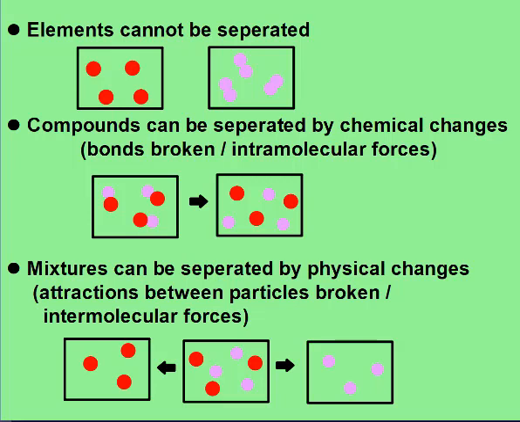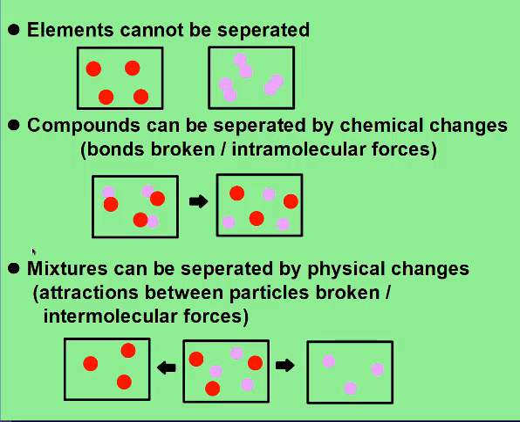Elements cannot be separated. Compounds can be separated by chemical changes. Bonds are broken. Bonds are intramolecular forces. So intra, within, forces are bonds. So this would represent a chemical change. We have the pink and red one. We have a compound, and we can undergo a chemical change to break that up into the red elements and the pink elements or atoms.